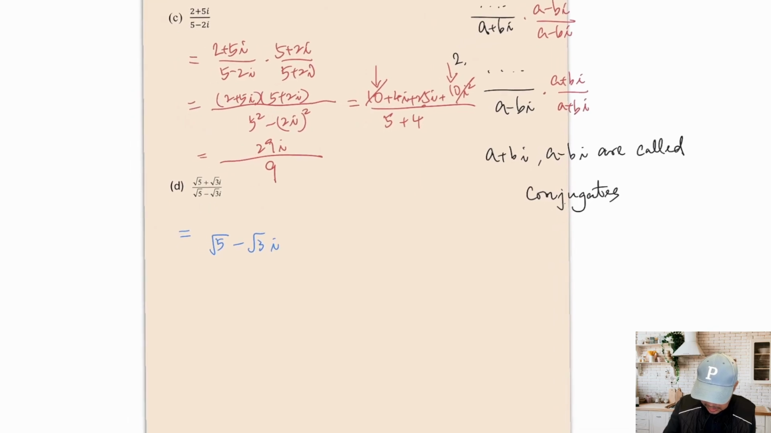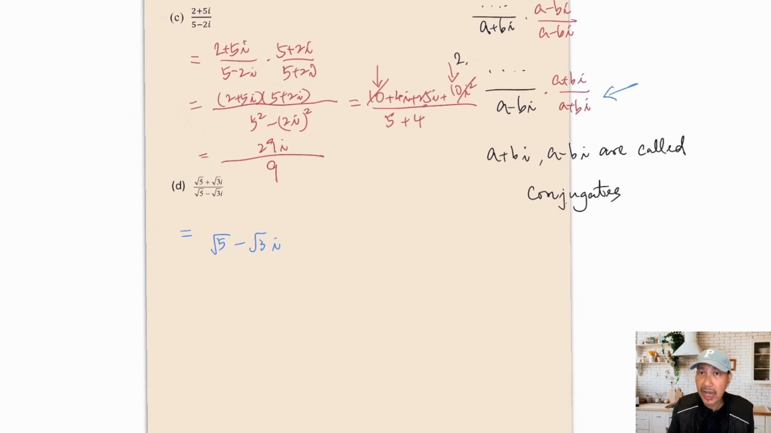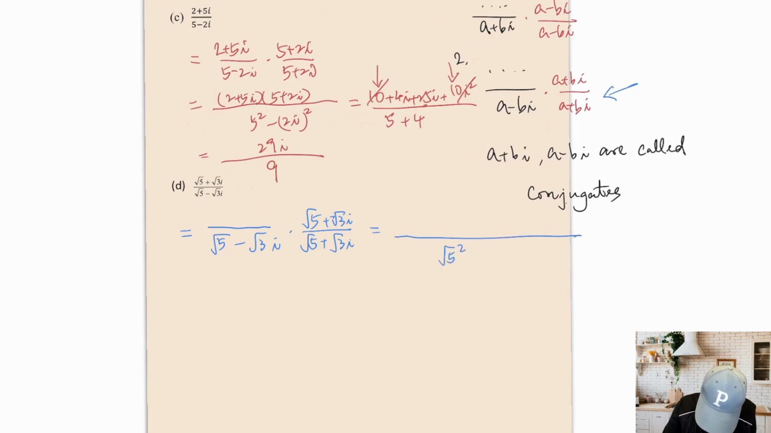So it is in the form of a minus bi, the denominator I mean. So we need to multiply by root 5 plus root 3i over root 5 plus root 3i. Okay, the denominator will become root 5 square minus root 3i square. Okay, so the denominator becomes 5 minus 9i square. 9i square is negative 9, so minus that is positive 9, so the denominator becomes 14.